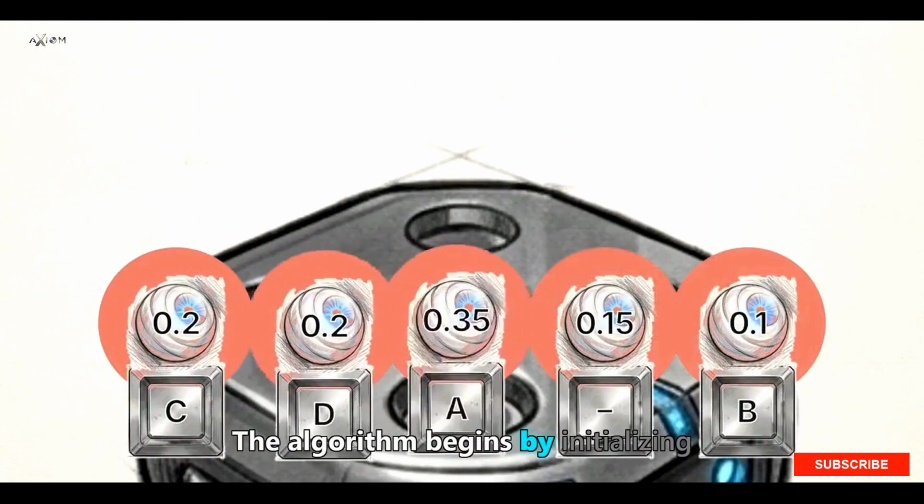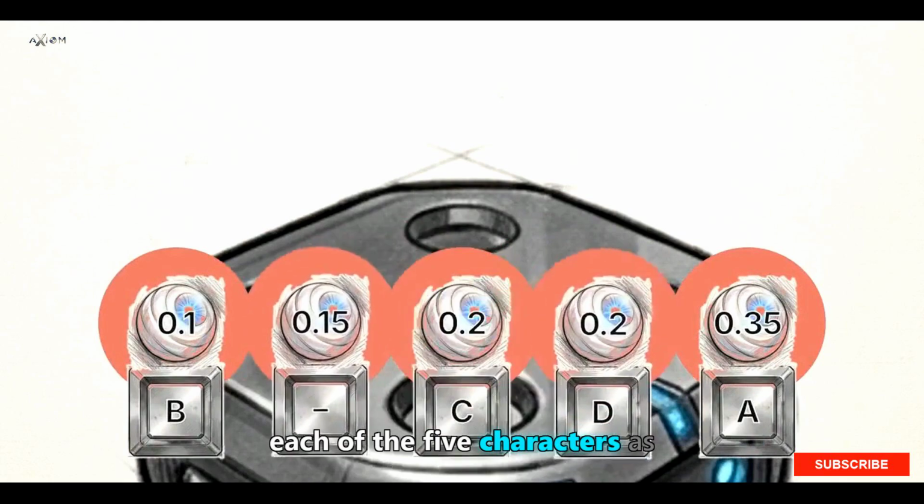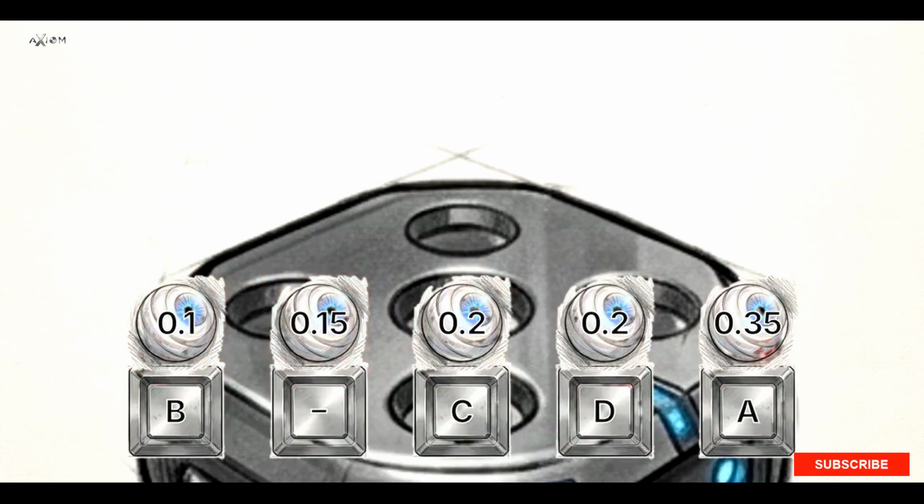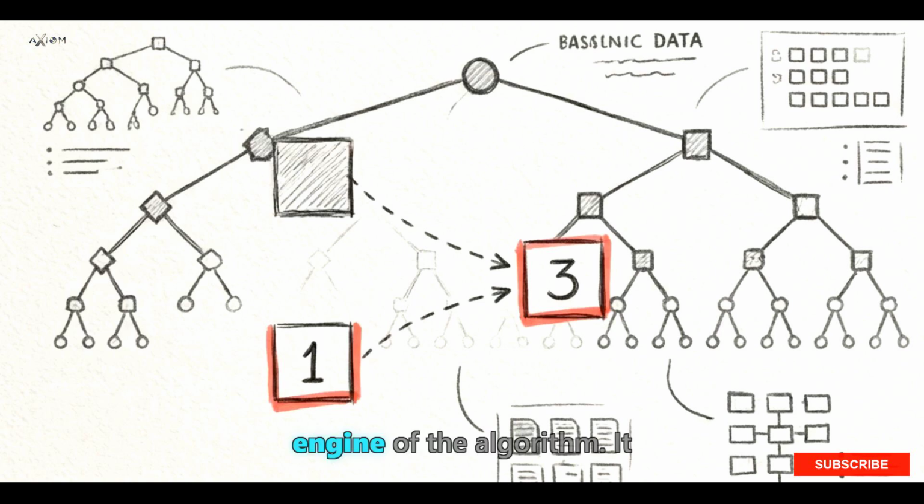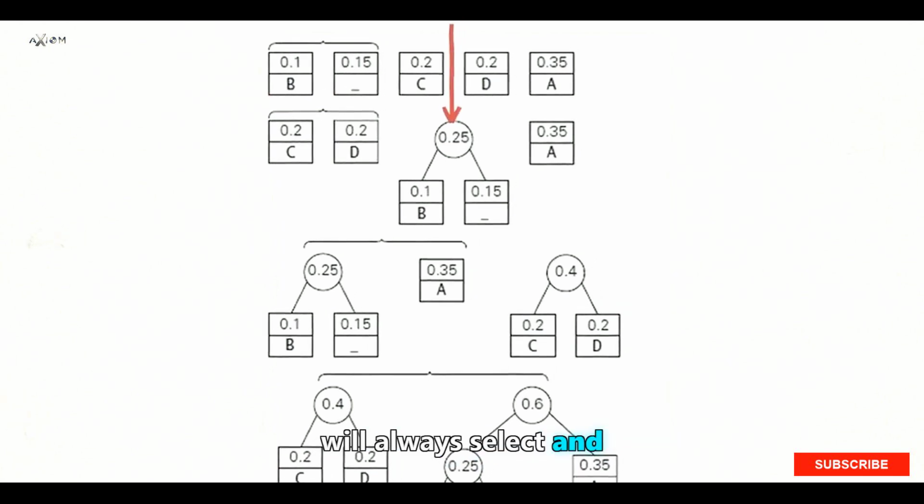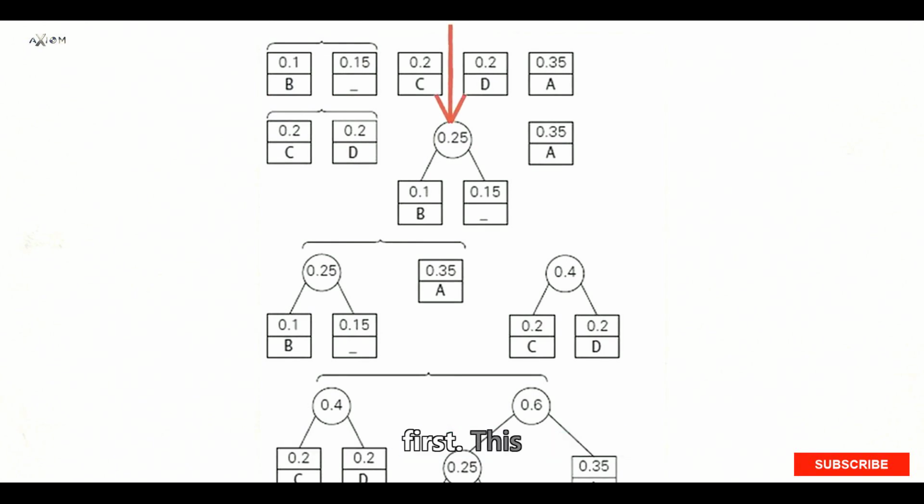The algorithm begins by initializing each of the 5 characters as independent single-node trees. This diagram illustrates the min-heap priority queue, the engine of the algorithm. It automatically sorts these nodes, ensuring the lowest frequencies always sit at the exit point. This queue enforces the greedy choice. It guarantees that the algorithm will always select and merge the least important data first.